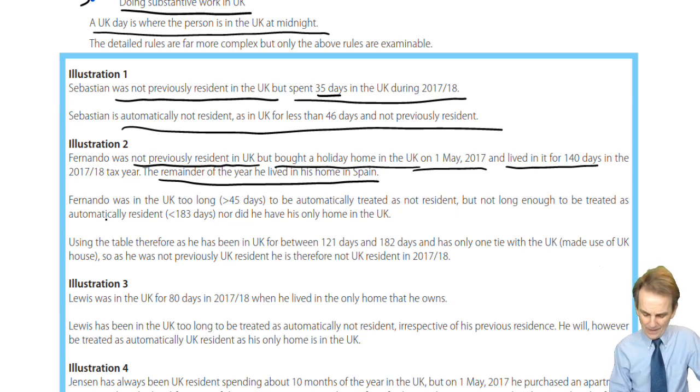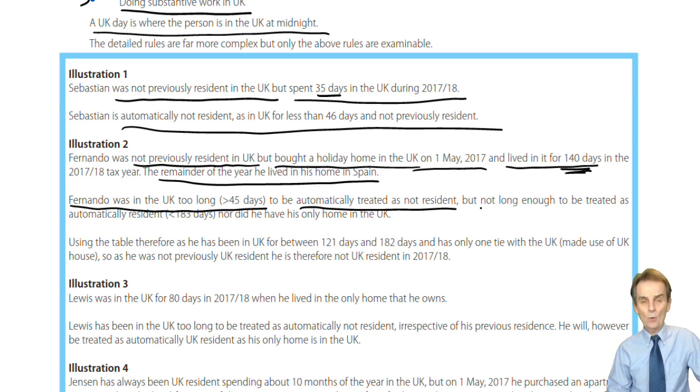So which column? He was not previously resident. So has he been in the UK for less than 46 days? No, Fernando was in the UK too long, more than 45 days. Lived in that house for 140 days there. So in which case, too long to be automatically treated as not resident. So we don't get the automatic non-UK resident status.